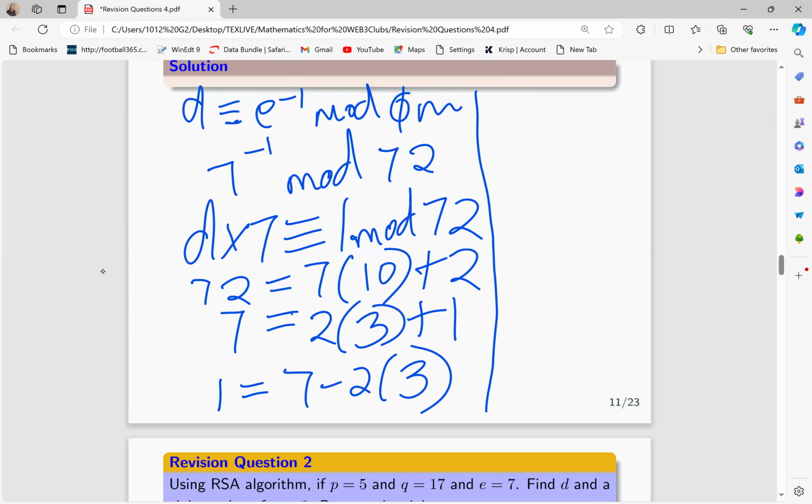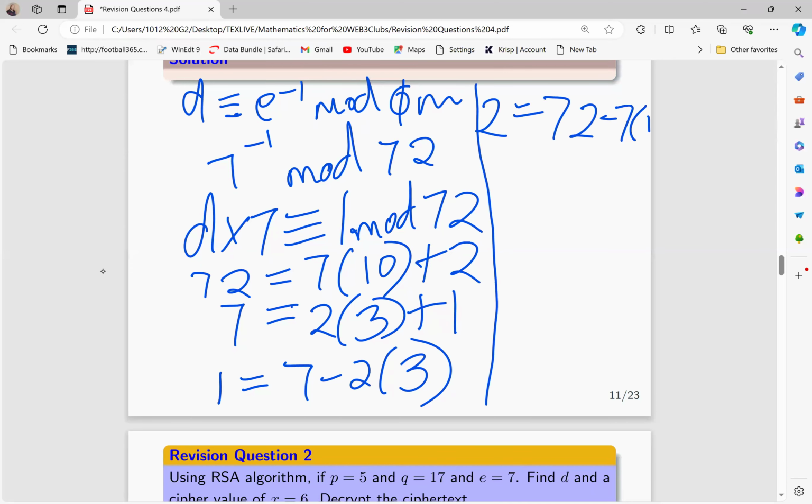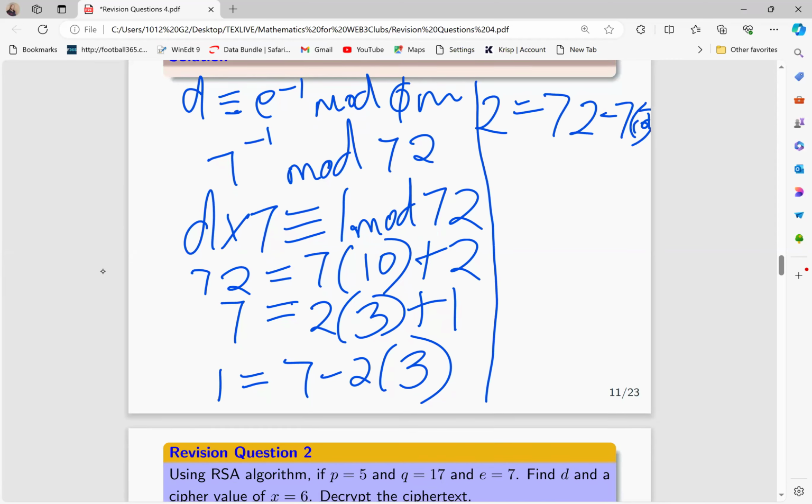And then we substitute 2. So we know that 2 equals 72 minus 7 10 times. Just assume I've written 10 here, like that. So 1 equals 7 minus 3 big bracket 72 minus 7 10 times. So 1 equals 7 minus 72 3 times plus 7 30 times.